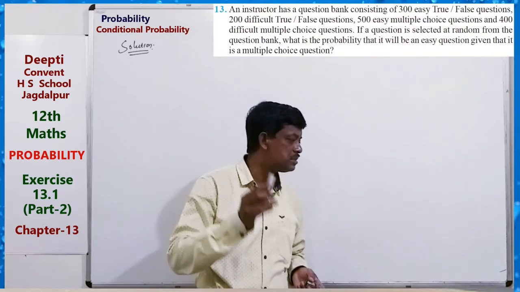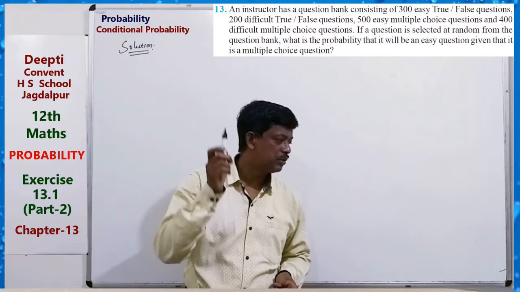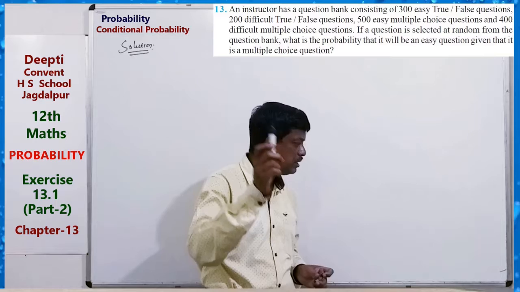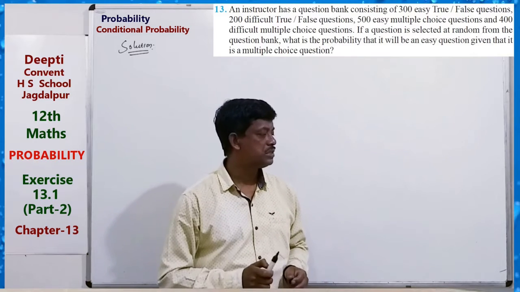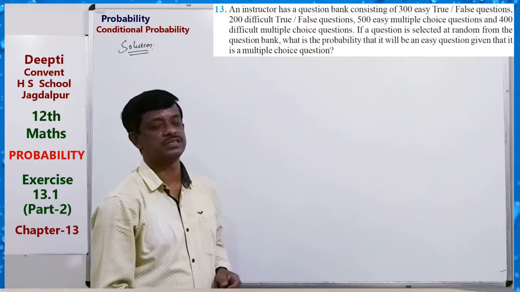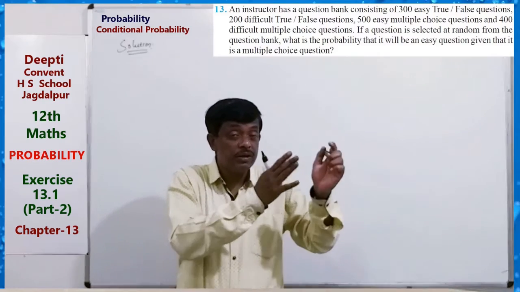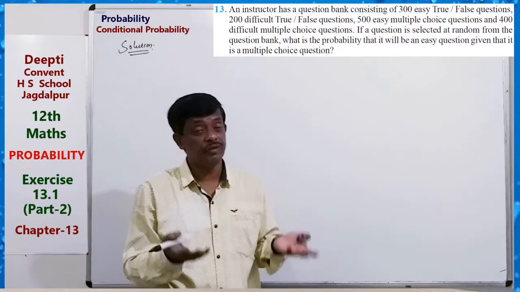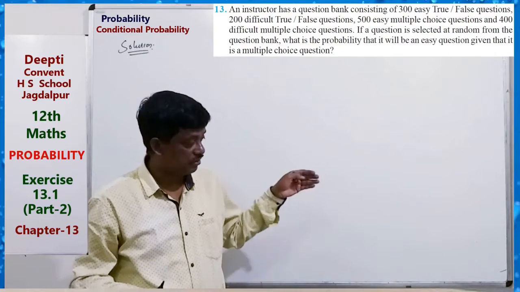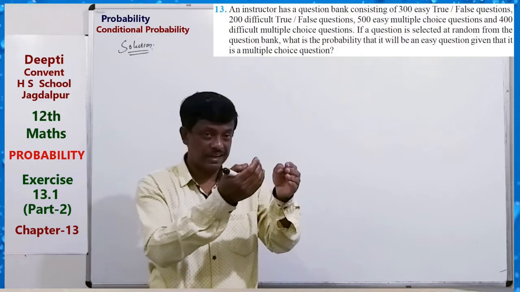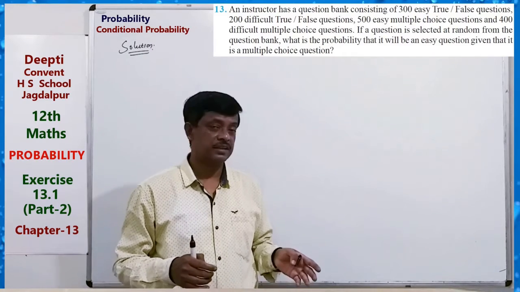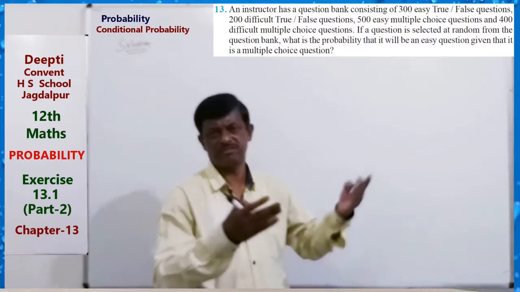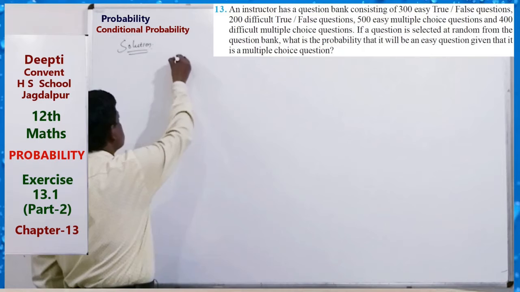If a question is selected at random from the question bank, what is the probability that it will be an easy question given that it is a multiple choice question? Means the probability of an easy question given that the question is multiple choice. So we have to write two events, for selecting easy questions and for selecting multiple choice questions. How many questions are there? Just add all the questions.